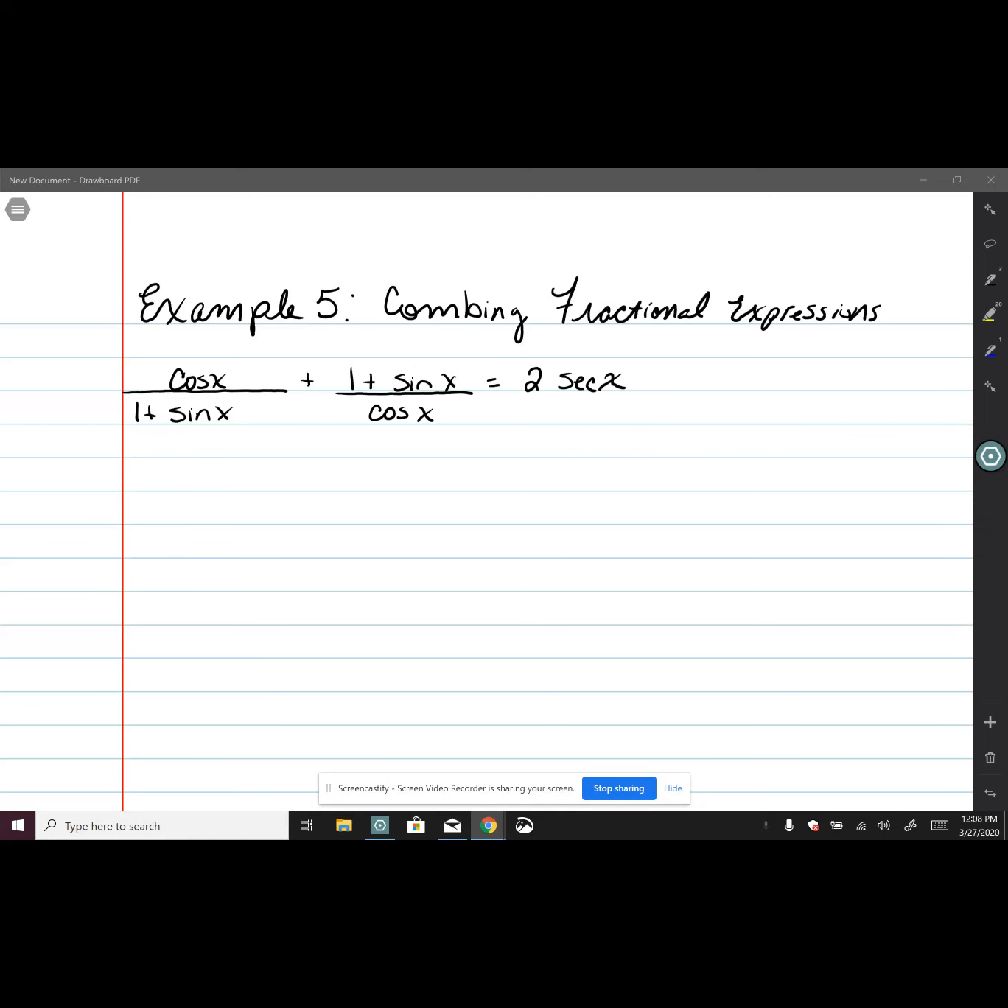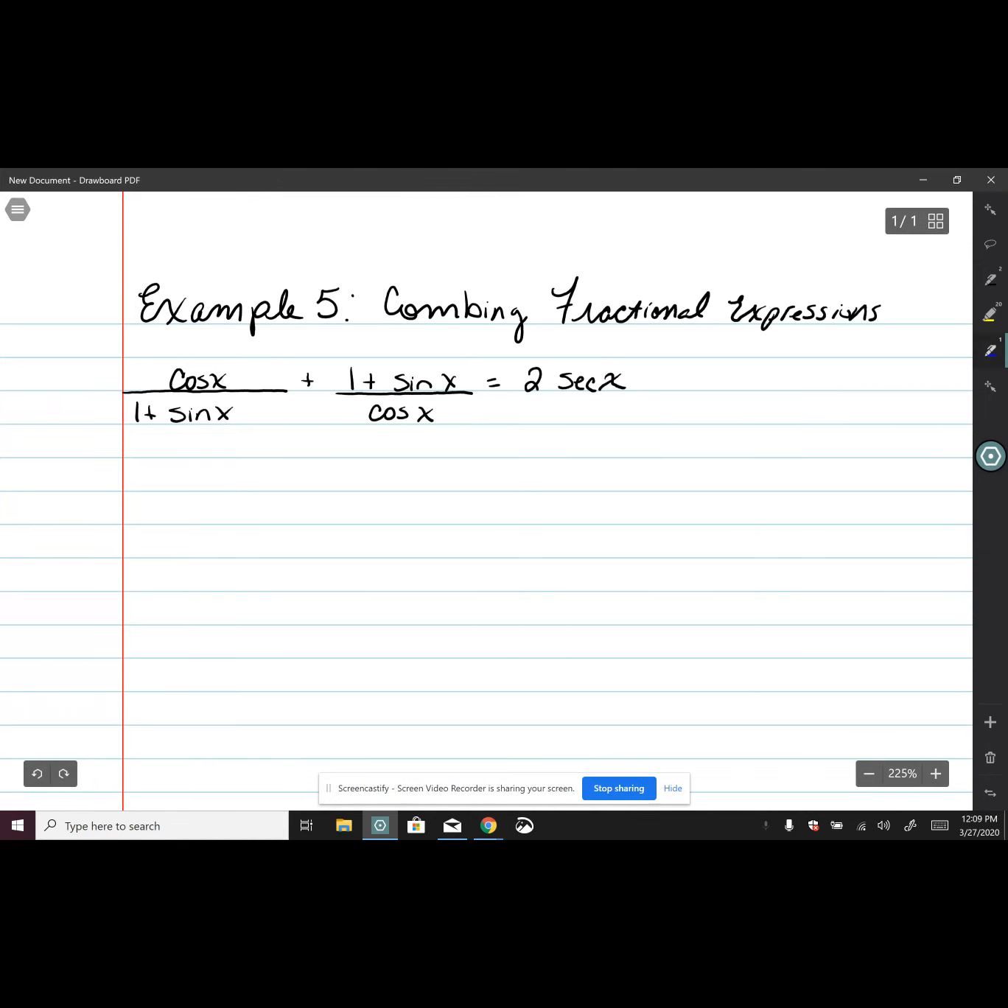We are now on to example 5. So now we are going to be looking at this identity and trying to figure out how to make the left side equal the right side. The reason is because I have 2 secant x on the right-hand side and there's not much I can do with that. So I have to work on the other side.